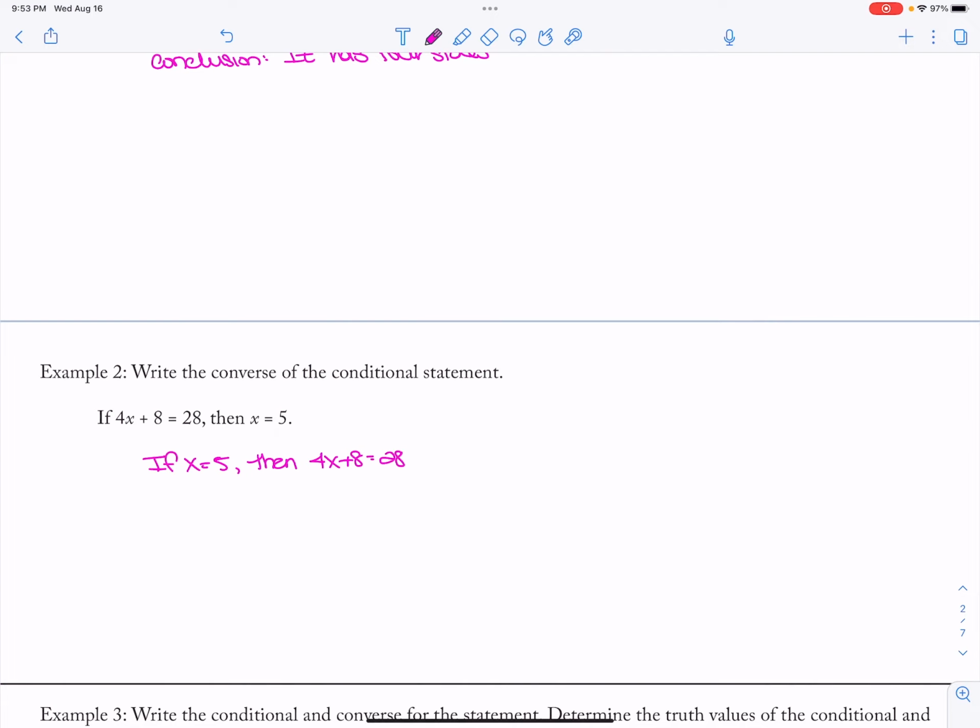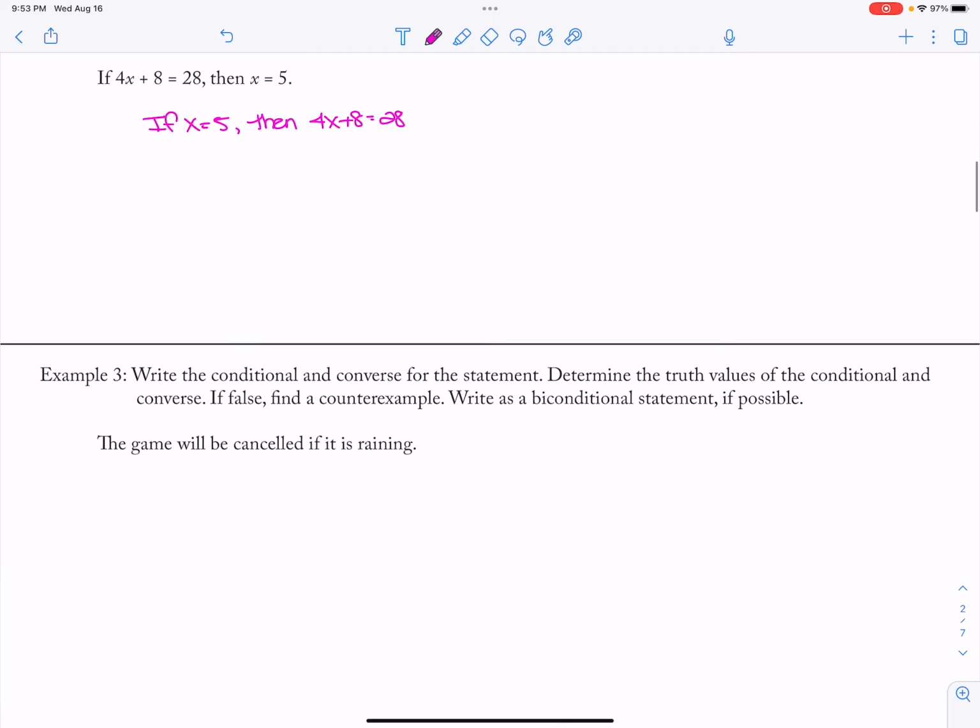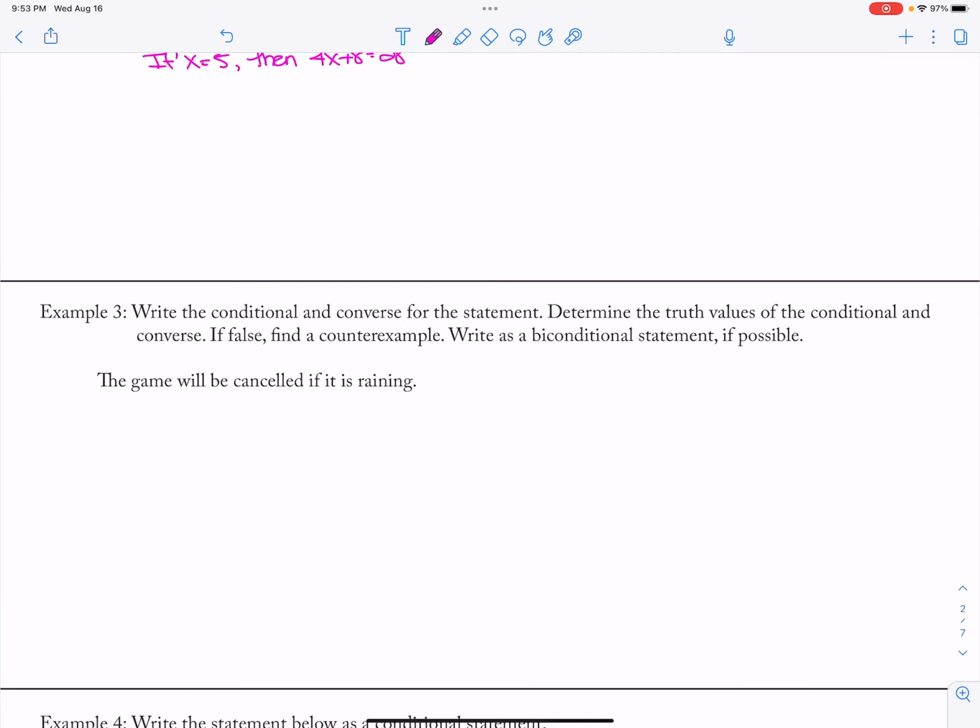Okay. The next one, write the conditional and the converse. Determine the truth values for the conditional and the converse. If it's false, find a counterexample. So the conditional is if it is raining.